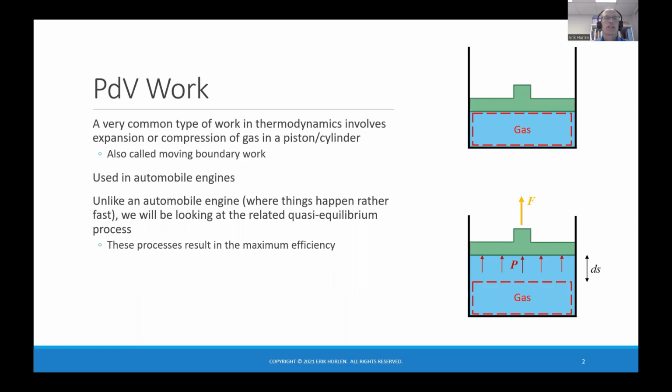We will start out with a simple scenario, that of a quasi-equilibrium process. This assumes that the process occurs slow enough for the entire gas to be in an equilibrium state throughout the whole process. These processes result in the maximum efficiency. We will see why this is the case later in this course.